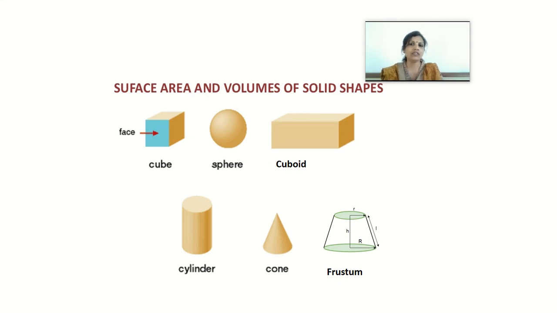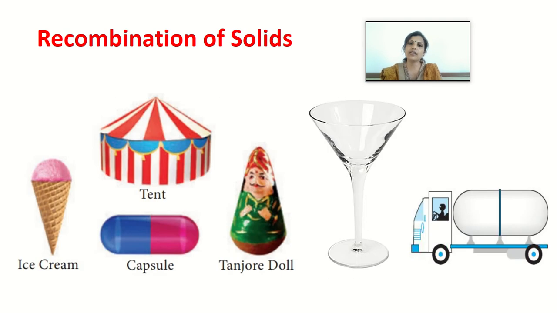Now, the other new thing you are going to learn in standard 10th is the combination of solids. We will look at combinations of the solid figures you have already learned, and finding the surface area and volumes of these combined solid figures is the new thing we are going to learn in standard 10. You can see some of the figures there on the screen.